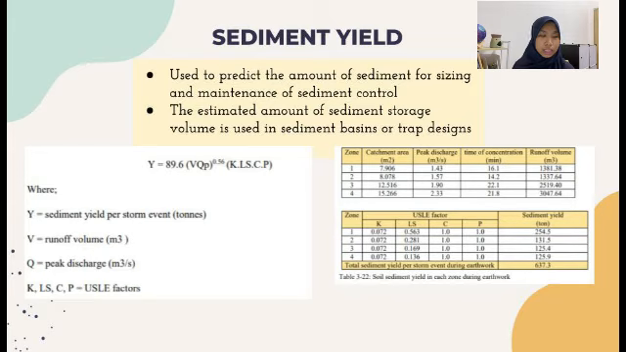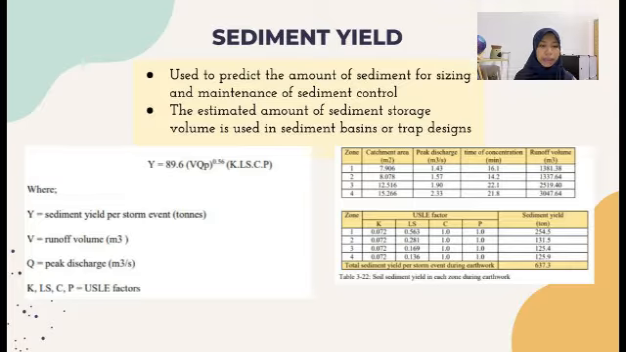Sediment yield estimation is used to predict the amount of sediment for sizing and maintenance of sediment control. The estimated amount of sediment storage volume is used in the sediment basin or trap design in the project. The modified universal soil loss equation is the most frequently used equation for sediment yield estimation. The empirical relationship for an individual storm event is stated in this equation, which requires a few factors in consideration: sediment yield per storm event, runoff volume, peak discharge, and USLE factors.